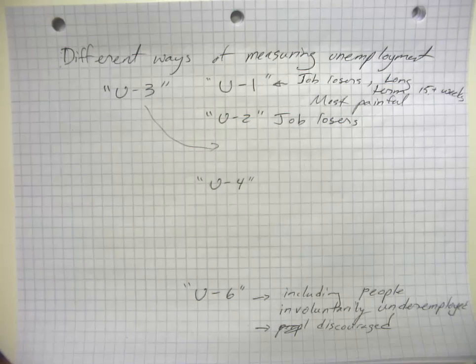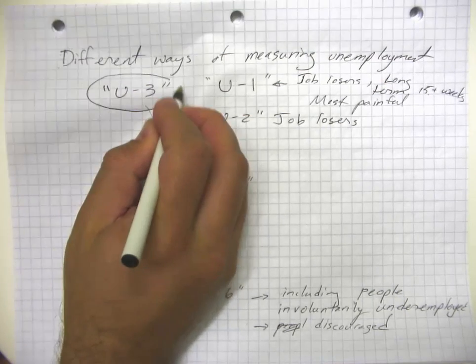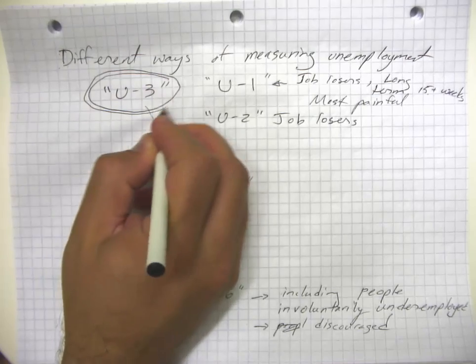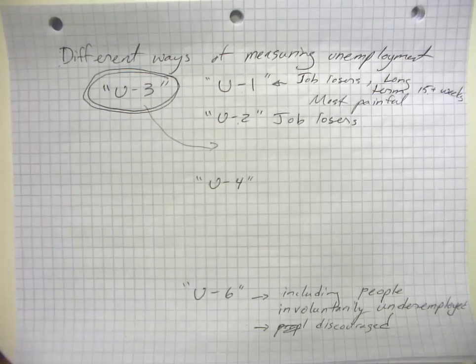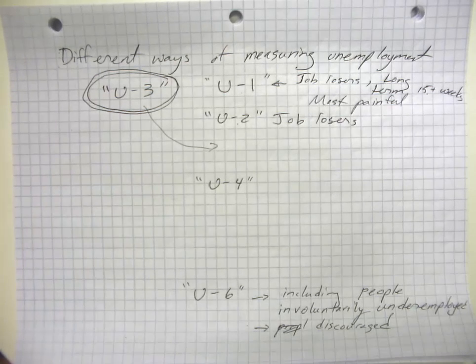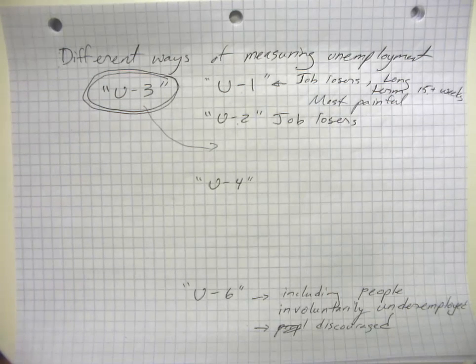They all tend to move together, though, so that when U3, which is our normal rate of unemployment that you hear reported on the news, goes up, all these other ones go up, and when U3 goes down, all these other ones go down too. So in some ways, while U3 might not be your preferred measure of unemployment, it is going to be true that if we watch the movements in U3, we're also going to learn about the movements in the other unemployment rates.